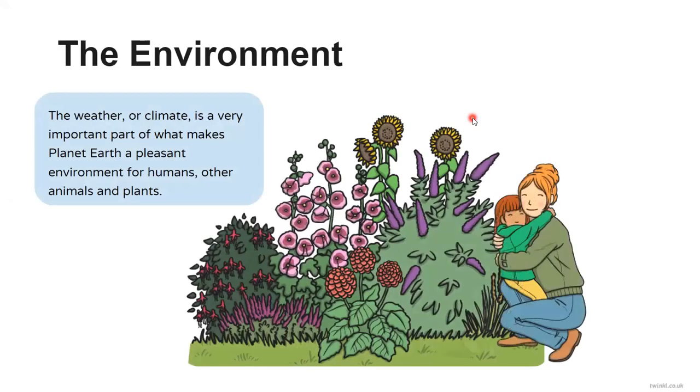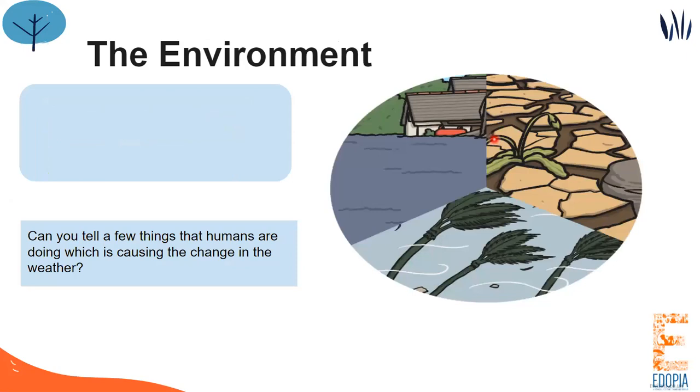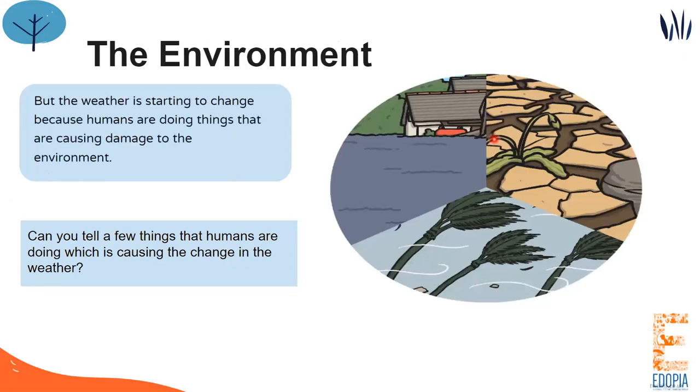Now, the weather or climate of any place is what makes it a pleasant environment for all the living things to live. So that's why the weather of planet Earth is important for humans, animals, and plants to survive. In the same way, the weather is starting to change because humans are doing things that are causing damage to the environment. A few things might be cutting down of trees, because they clean the air and they keep the environment cool, so that's why the weather or the temperature is changing around us.